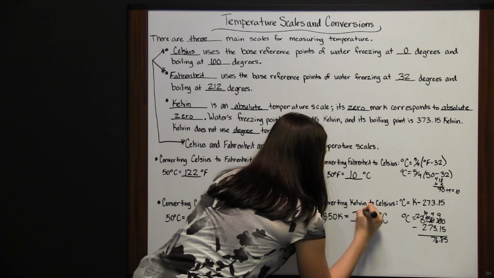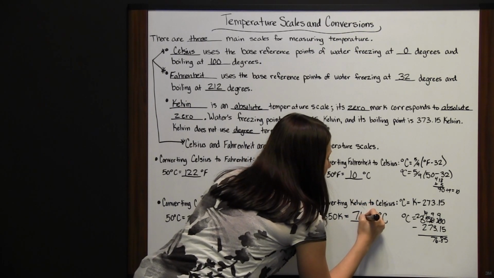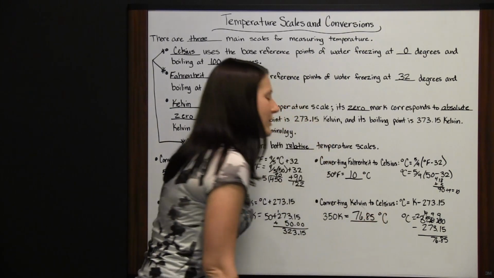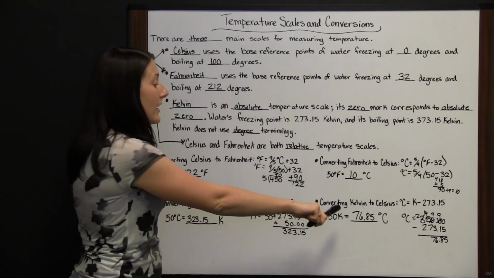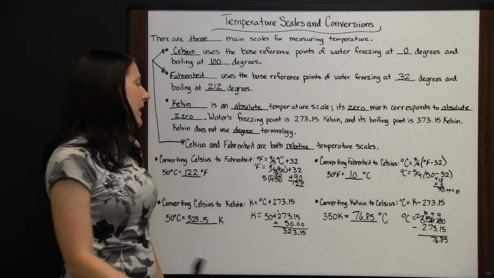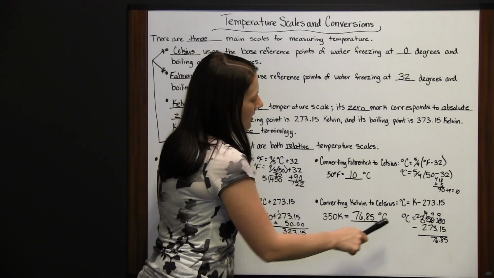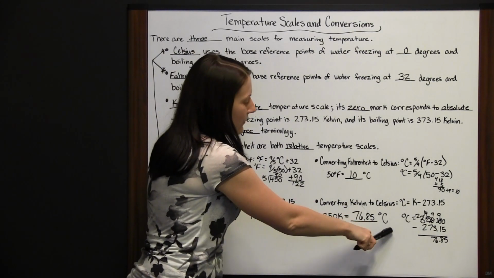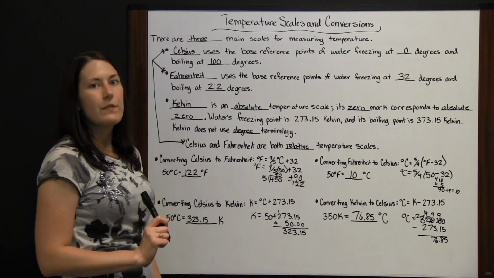So 350 Kelvin equals 76.85 degrees Celsius. And with Celsius, we do say degrees. It is a degree-based scale. So 76.85 degrees Celsius is equal to 350 Kelvin.